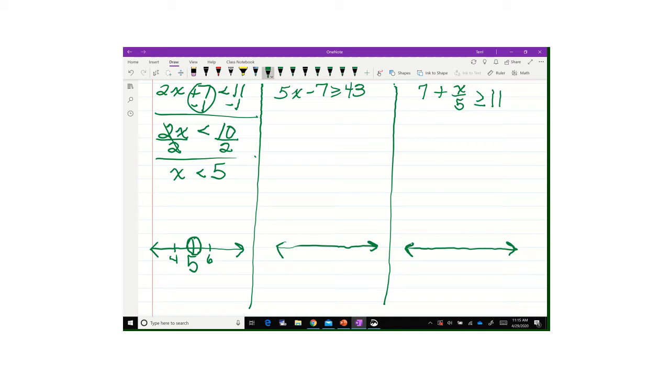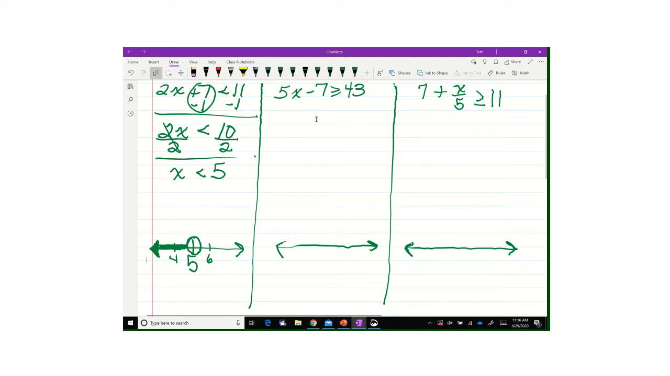And then I need to check both of the other ones. So let me put in this 4. 4 is less than 5. Well, that's a true statement. So we're going to shade this side of the line in to show that all of those numbers are solutions to this problem. Double checking, let's try the 6. Is 6 less than 5? No, it's not. So none of the answers on this side of the line could be solution sets.